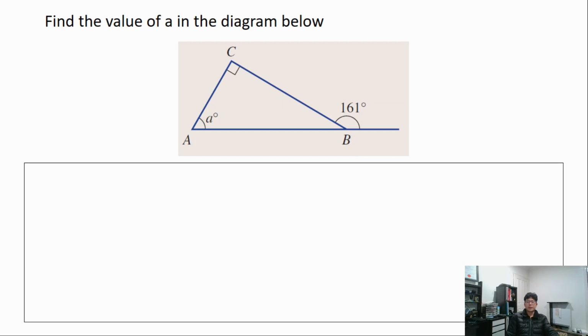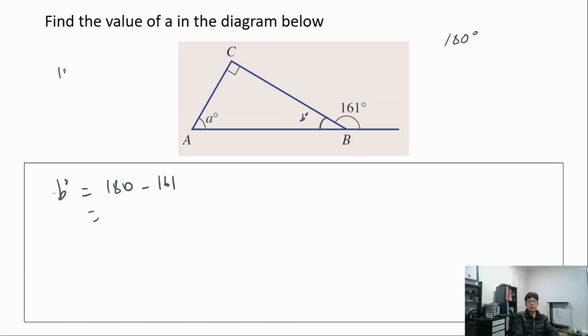Alright, now let's move on to the next question here. This one might be a bit harder than the ones before. So the first step in this case to find angle A is to find this angle here. We can do that because that's a straight line. Remember, straight lines always have a total angle of 180 degrees. So that angle there, I'm just going to call it B. B equals 180 minus 161.